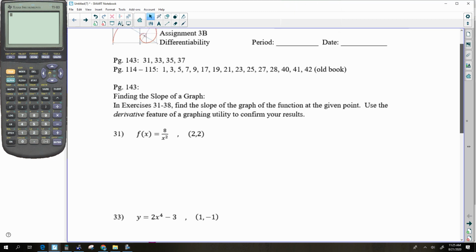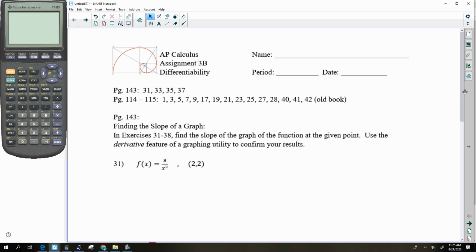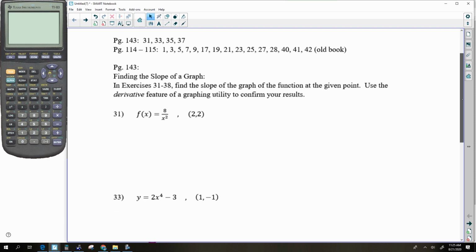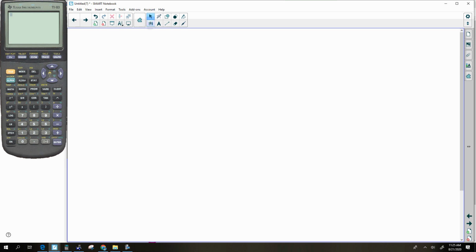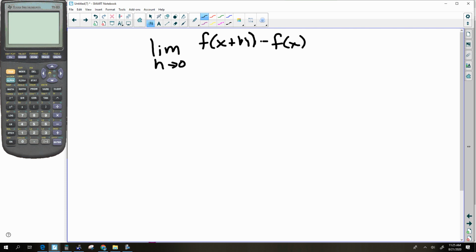This is assignment 3B. This is truly where we are going to get started with derivatives. We mentioned in the last video that a definition of a limit is the limit as h goes to 0 of f of x plus h minus f of x all over h. And then we also had the ability to take a derivative at a point.